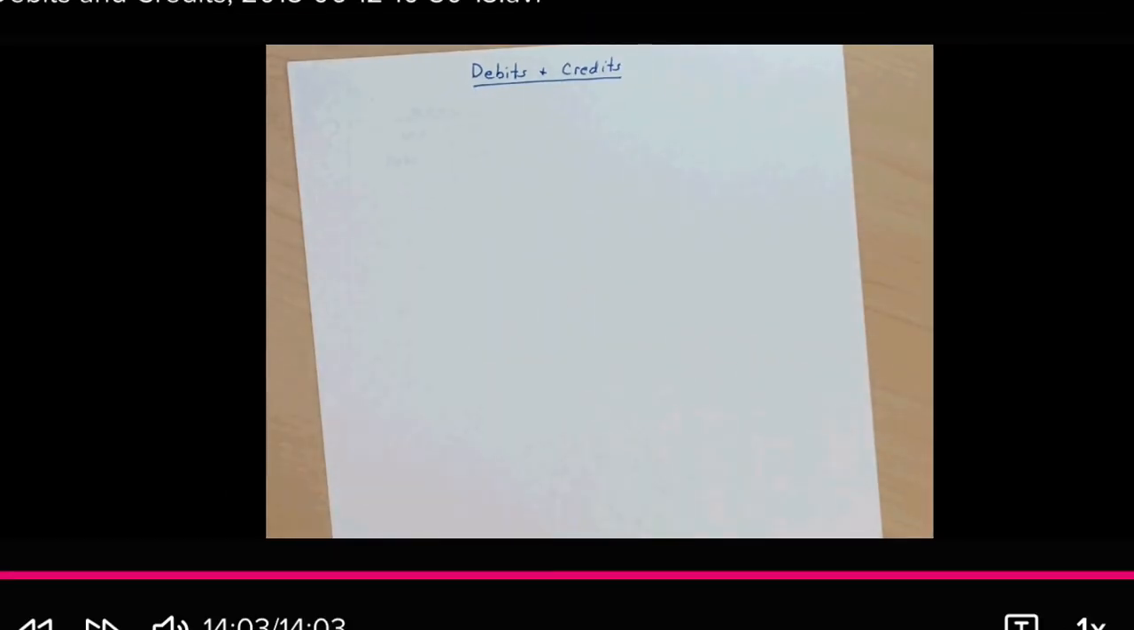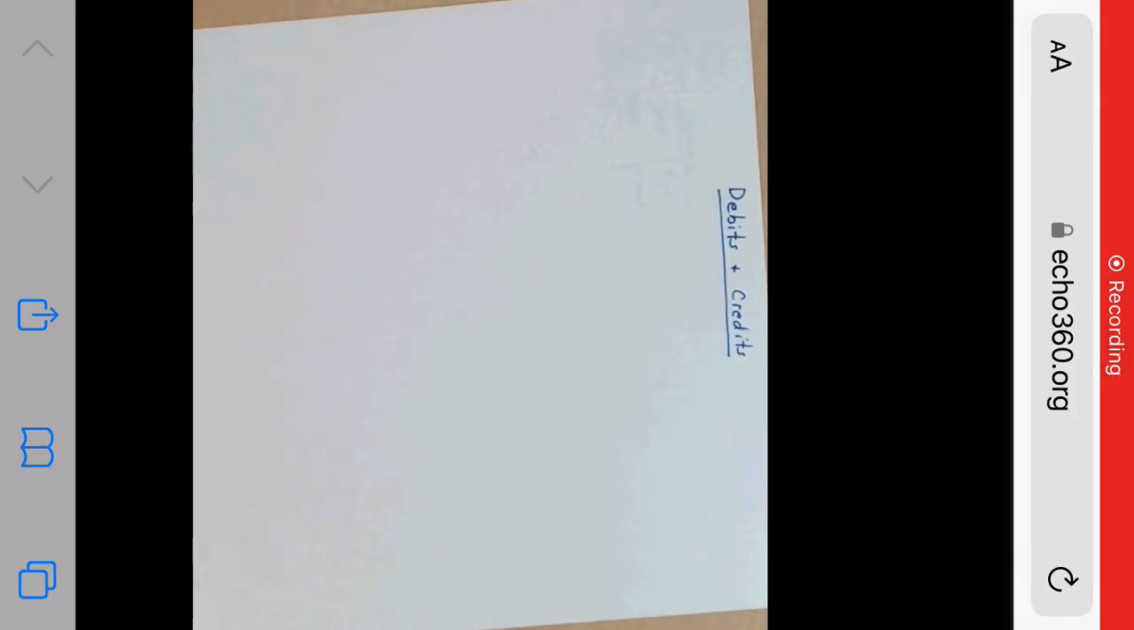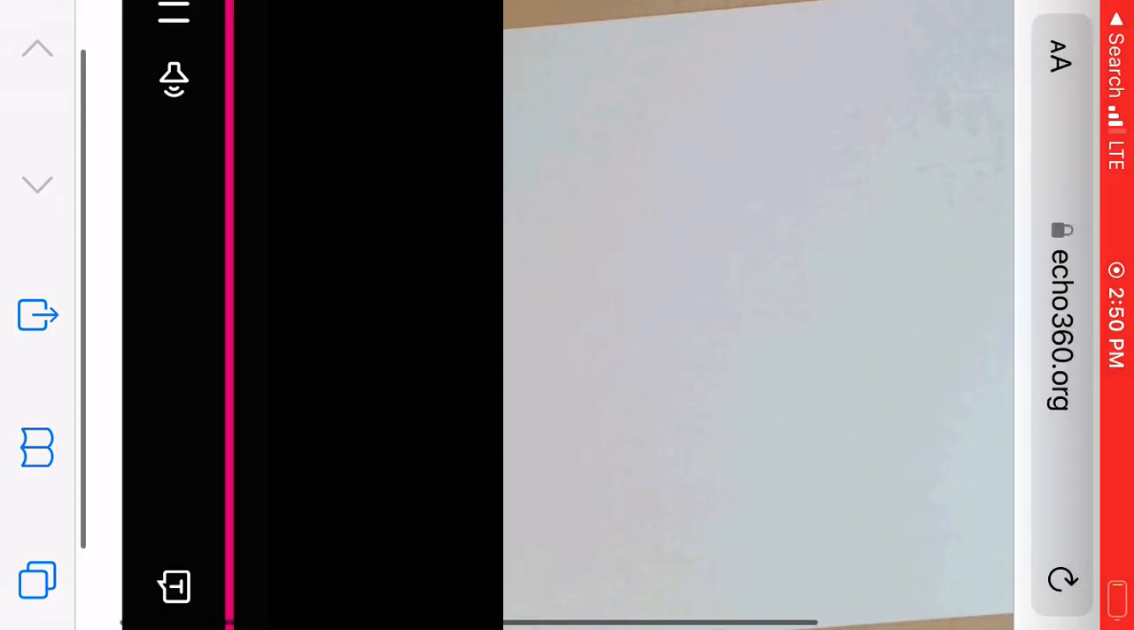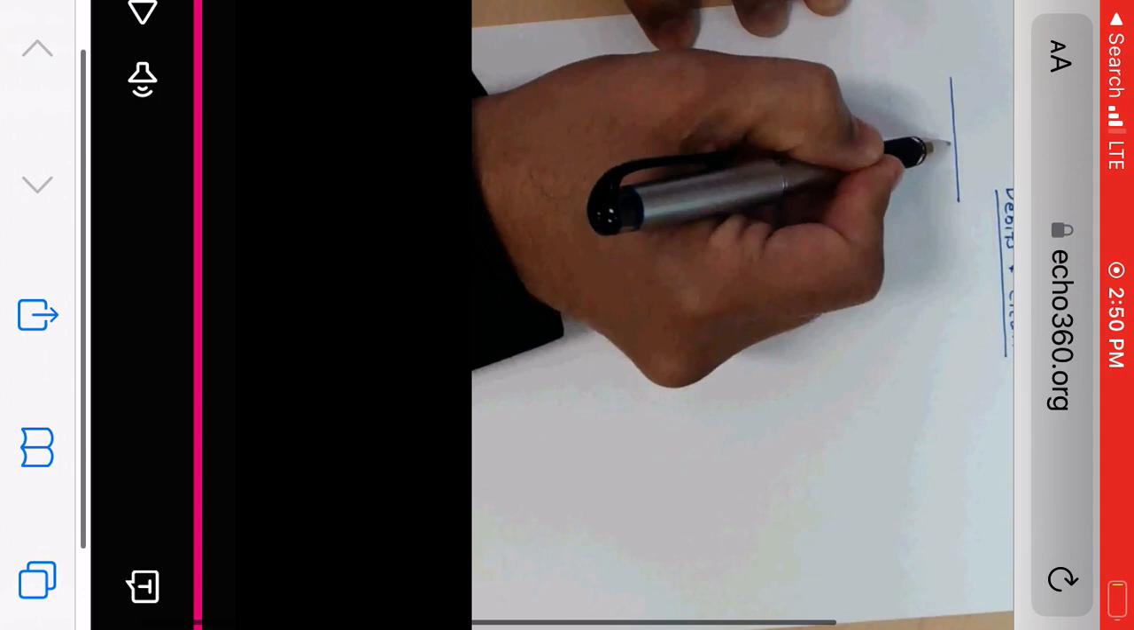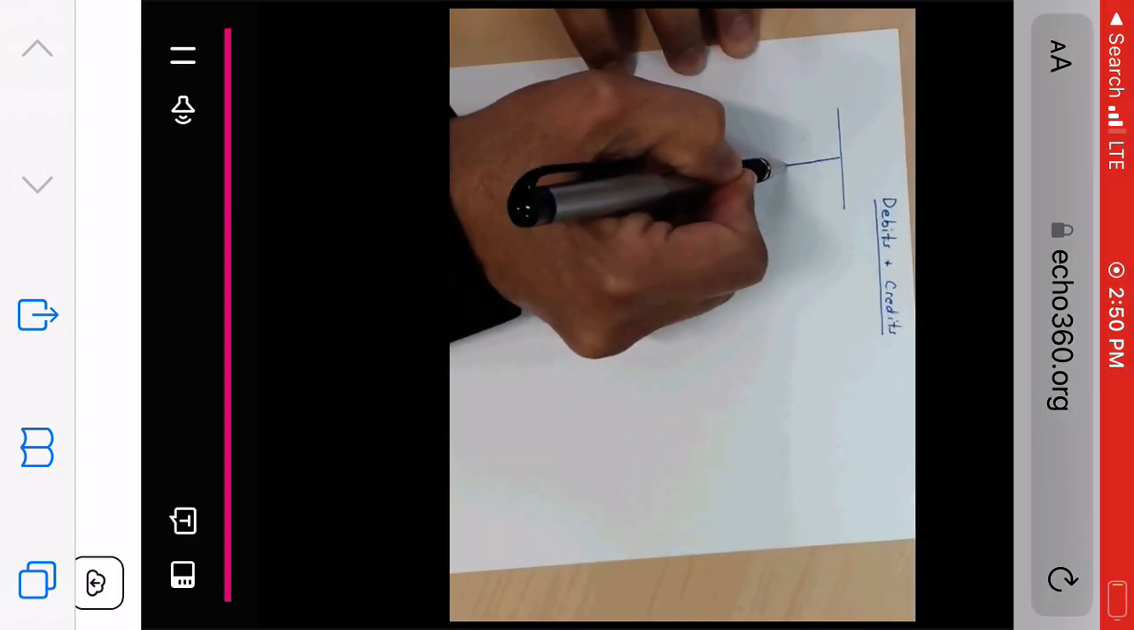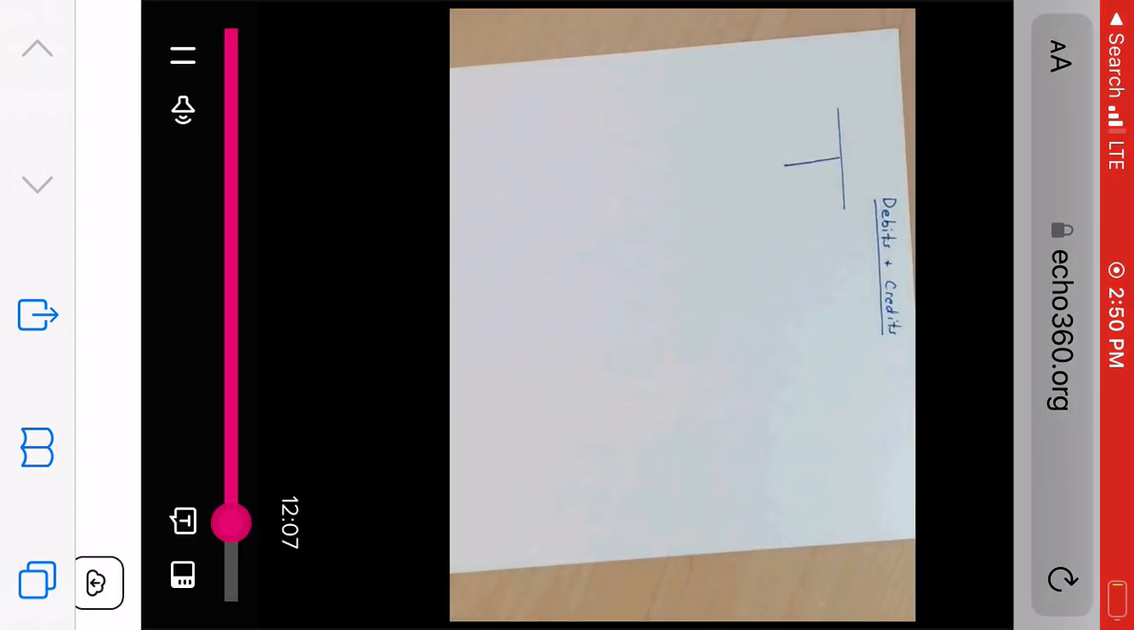Now, whenever we analyze a transaction, oftentimes we use a tool called a T account to help us to analyze that transaction. And a T account looks simply like a letter T, like this. And it consists of three parts.